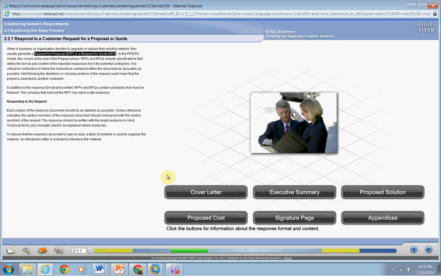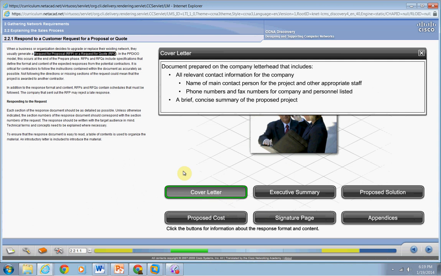So when they go out, the contractor sends stuff back in, and they have to send a cover letter. I know I had this someplace. Anyway, they send a cover letter. This cover letter needs to have the information of the person to contact. It's the company letterhead, the contact information of the company, contact person for the project, your phone and your fax number, and the summary of the proposal project.